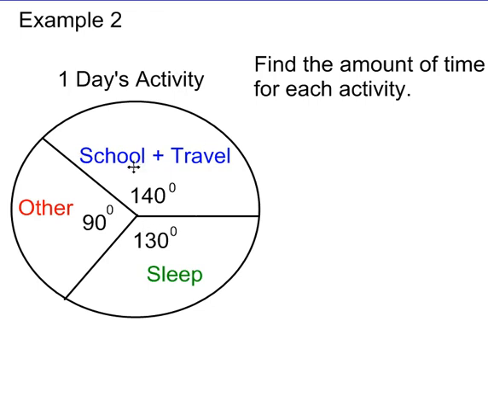You can see this blue piece of the pie, school plus travel, is 140 degrees. Then we have another piece of the pie which is other, which is 90 degrees, and the last one is sleep, which is 130 degrees.